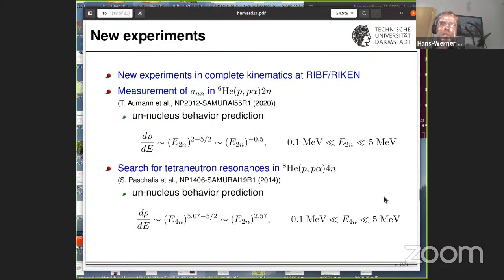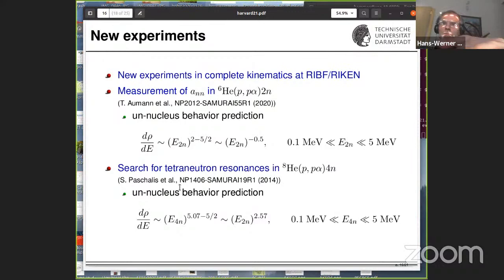And it would be interesting to see the results of these experiments. They should come out for this lower one probably in the next 2 years. And it would be really interesting to see this prediction confirmed because it connects the properties of neutrons to the properties of unitary fermions and the properties of ultra-cold atoms.